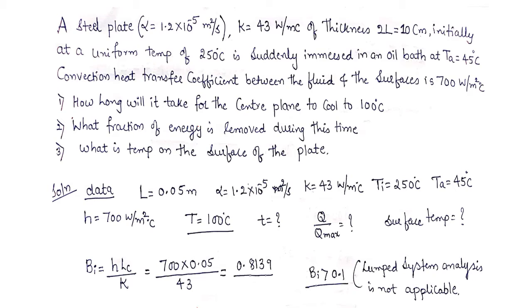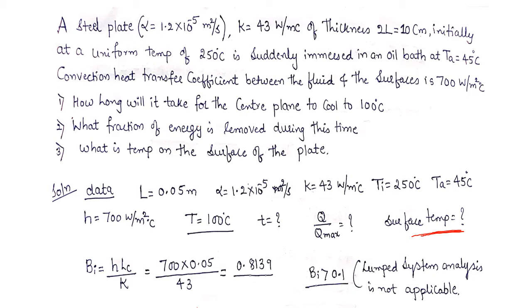So what is the time? He has asked us to calculate the time required to cool this steel plate at the center plane to 100 degrees centigrade. Next, he has asked us to calculate what fraction of energy is removed during this time. Fraction of energy means total heat transferred divided by maximum possible heat transferred, so we have to calculate Q divided by Q maximum. And he has also asked us to calculate the surface temperature of the plate.